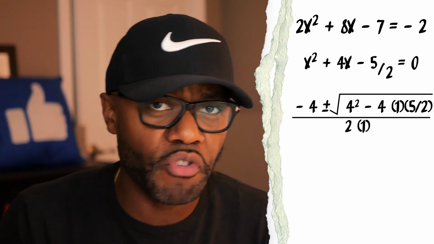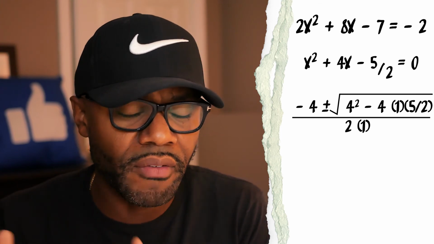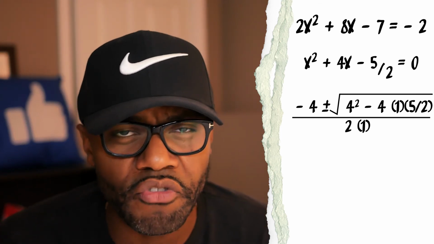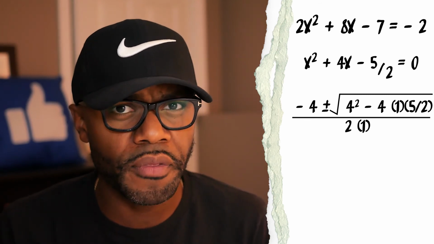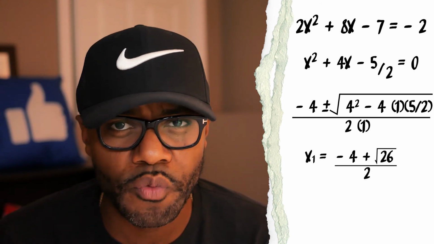Keeping in mind that we have to adjust the original equation to now be x squared plus 4x minus 5 over 2. Plugging everything into the quadratic formula and then working out the small math, you're going to be left with two answers. They're actually going to be in radical form. You're going to have -4 plus the square root of 26 over 2 and -4 minus the square root of 26 over 2. Yeah, it can get confusing sometimes.